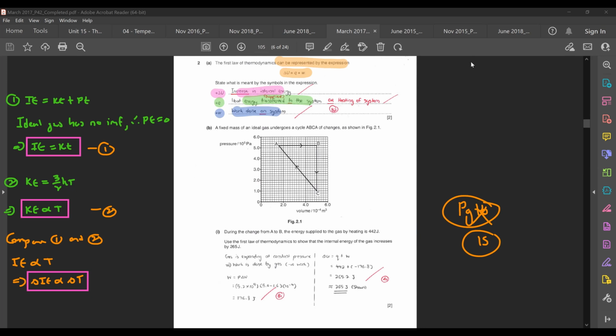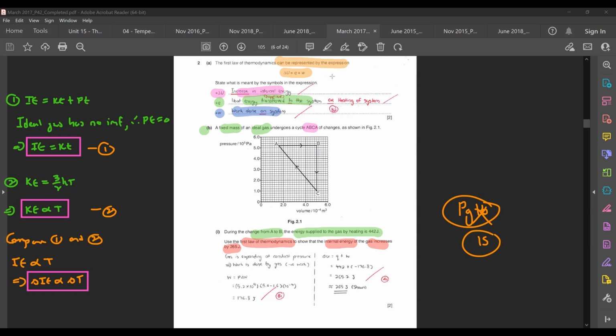Now, if you look at B, you have a fixed mass of ideal gas that undergoes cycles ABCA of changes as shown in this figure here. During the change from A to B, the energy supplied to the gas by heating is 442 joules. Use the first law of thermodynamics to show that the internal energy of the gas increases by 265 joules.